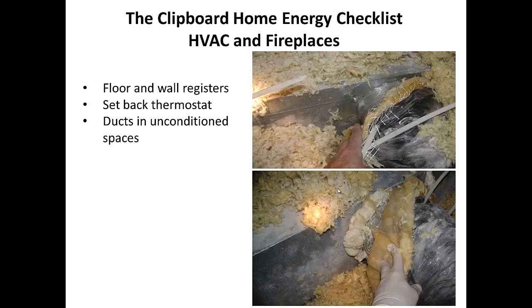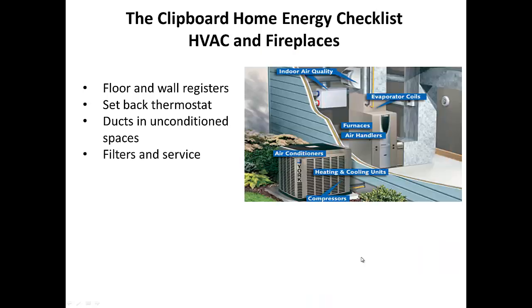Ducts in unconditioned spaces. We've talked about some of this stuff, but this is a duct where they had a poor connection to a main trunk line, and so what they did is they used that magical great stuff foam caulk to help make this connection airtight.